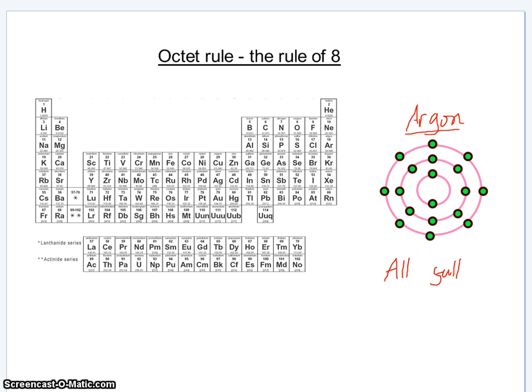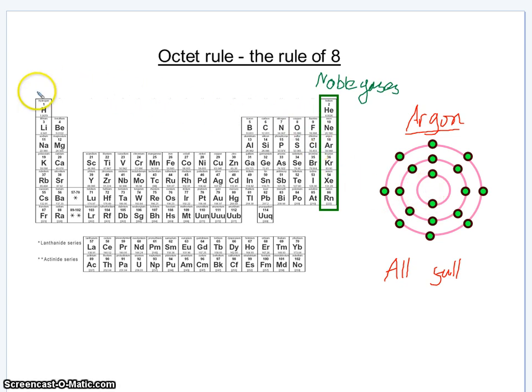Now, remember that groups on the periodic table go up and down. This is the noble gas group. The noble gases are special because they don't react with anything. The reason they don't react with anything is they're already very comfortable. They're already relaxed and happy because all of their energy levels are full. They don't have any half full ones.